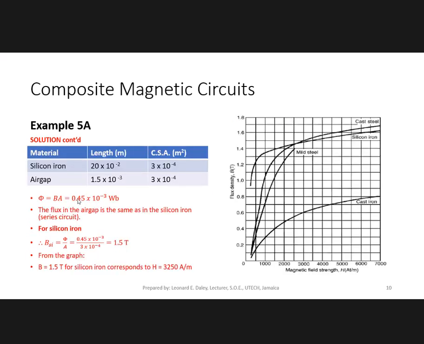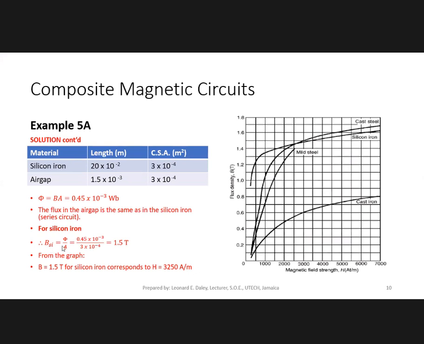All right, 0.45 milliwebers in the air gap. So this flux then, as we have been saying, since it's a series circuit, it will be the same both in the iron and through the air gap. So what I do now is to look at each material.